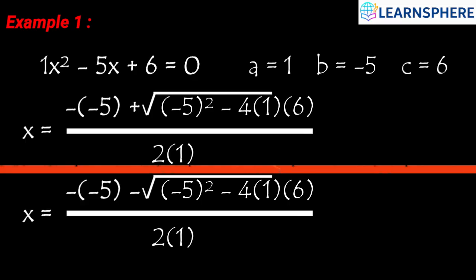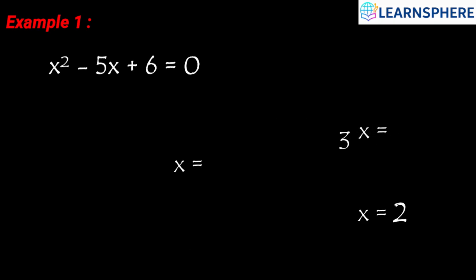From the two equations that we have, we can simply put them into our calculators to get the values of x. The first value of x will be 3, and the second value of x will be 2. Therefore, the two answers for x for this example are x equals positive 3 or positive 2.